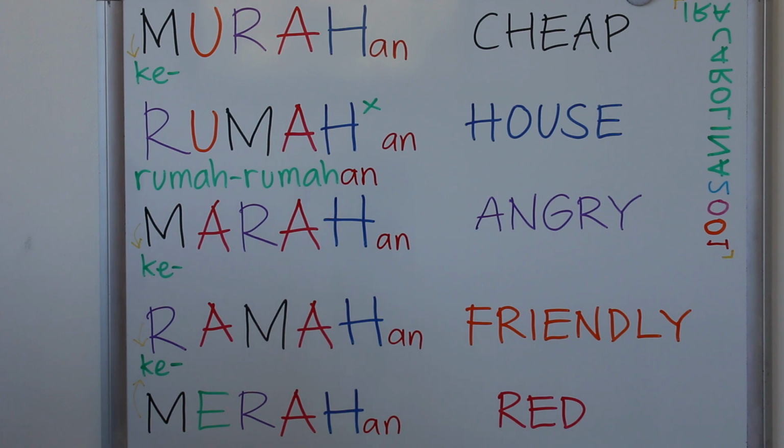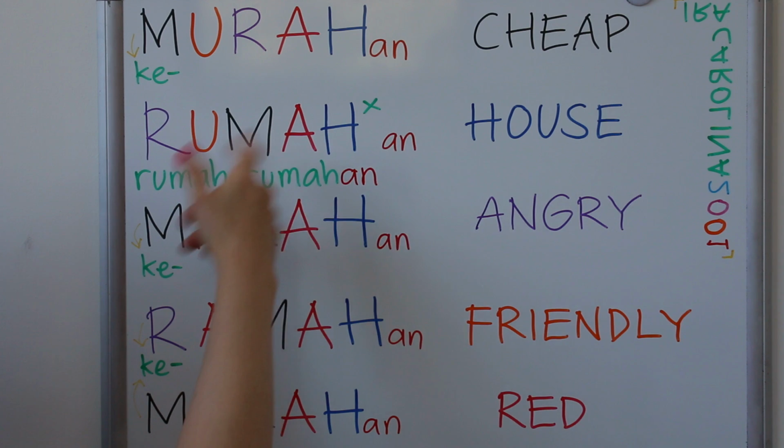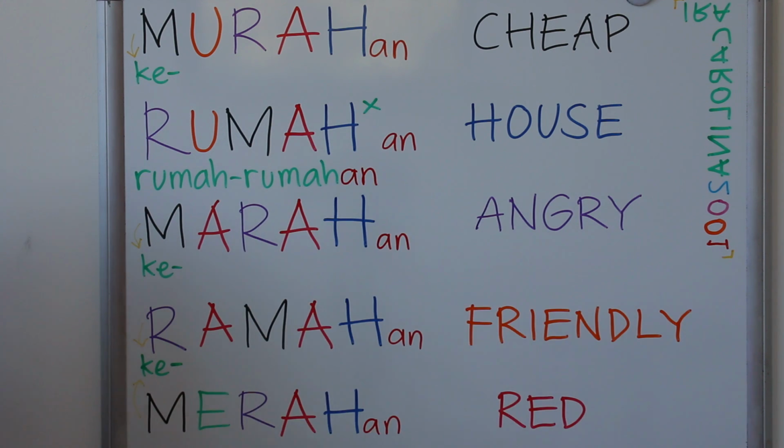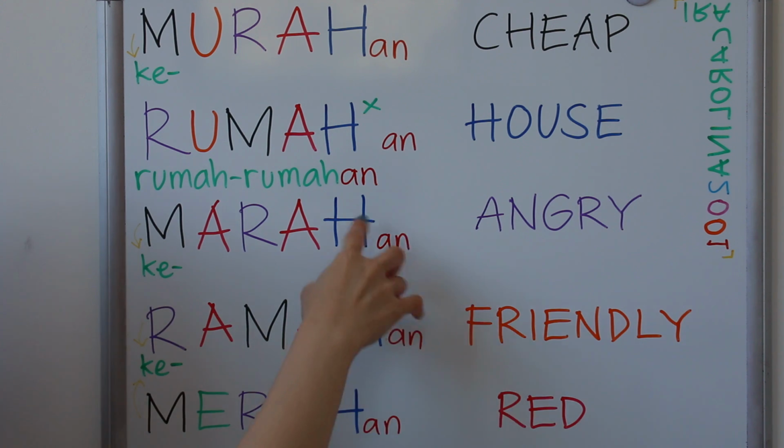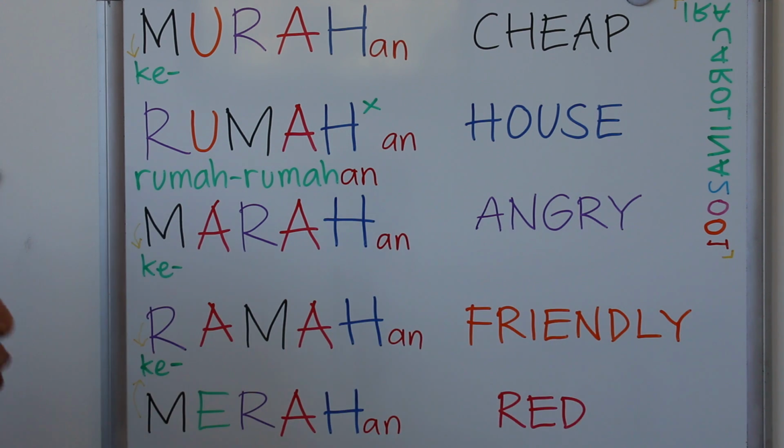Toy house. You might try to do it this way: repeat the noun word and then add the suffix an. Most of the time it means to make it as a toy. For example, car, mobil. Mobil-mobilan. Toy car. Angry, marah. We add the prefix ke and the suffix an together into one word. It means anger.